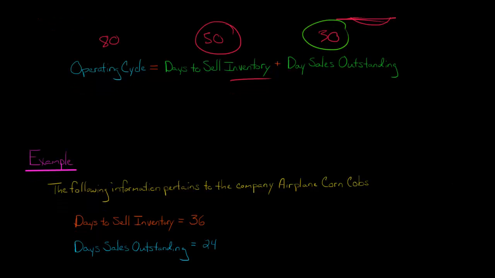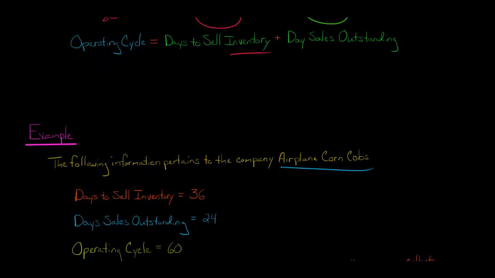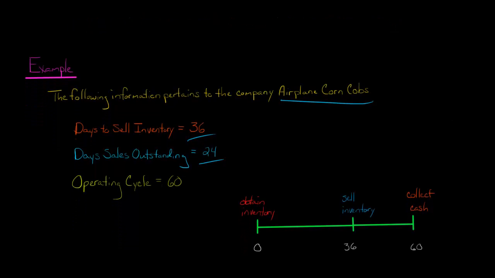Okay, so if we look at Airplane Corn Cobs and see their days to sell inventory is 36, that means from the moment they obtain inventory, it takes them 36 days to actually sell it. And then it takes 24 days before they actually collect from the airline companies. Then the operating cycle would be 60. We just add these two together. So let me show you a timeline just to make this crystal clear.